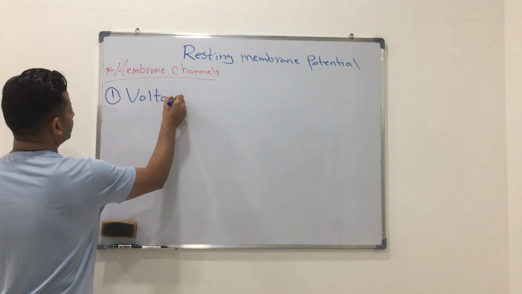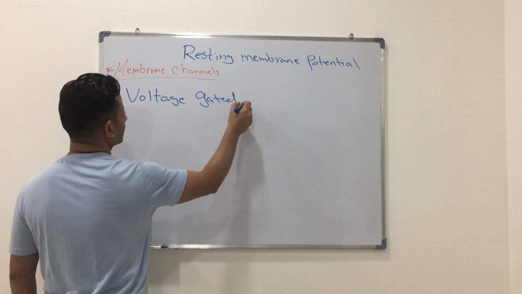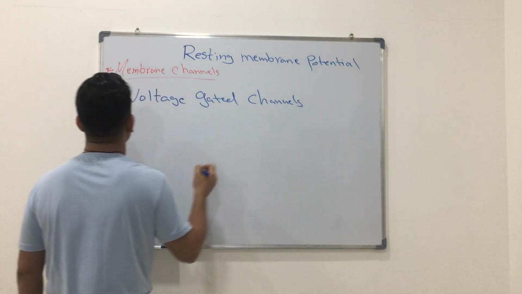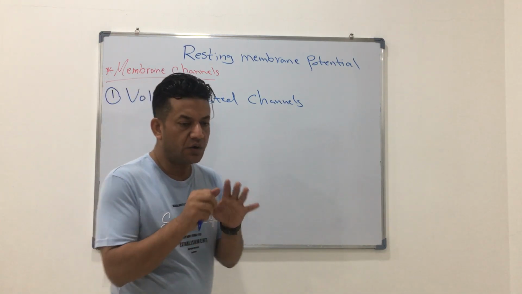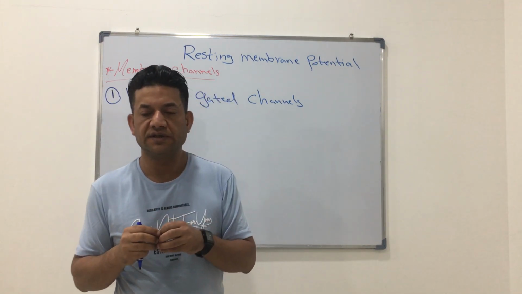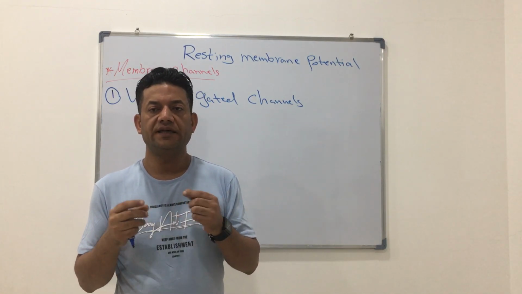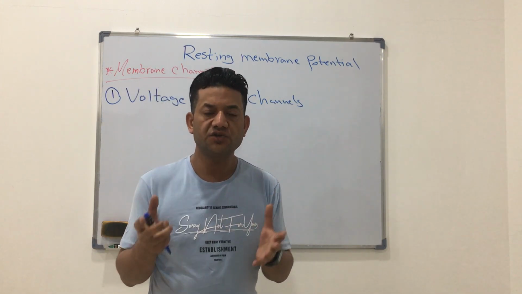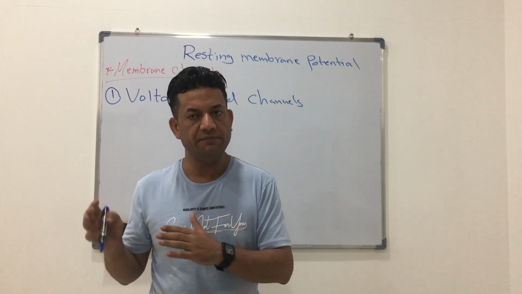Voltage gated channels. This type of channels are opened and closed depending upon what? Upon the difference in voltage or charge of ions on each side of the cell membrane.